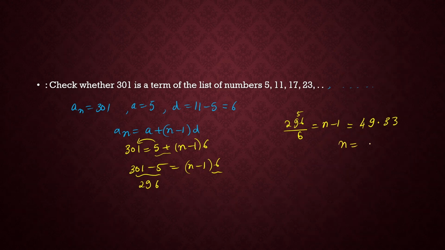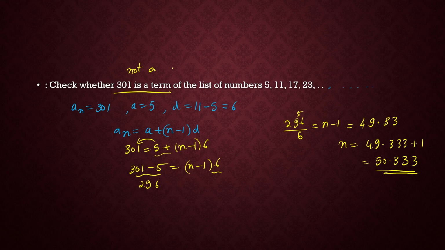So n is equal to how much? 49.333 plus 1, so that's equal to 50.333. So is it an integer? No, it's a decimal number. So this shows that 301 is not a term in the given list of numbers.